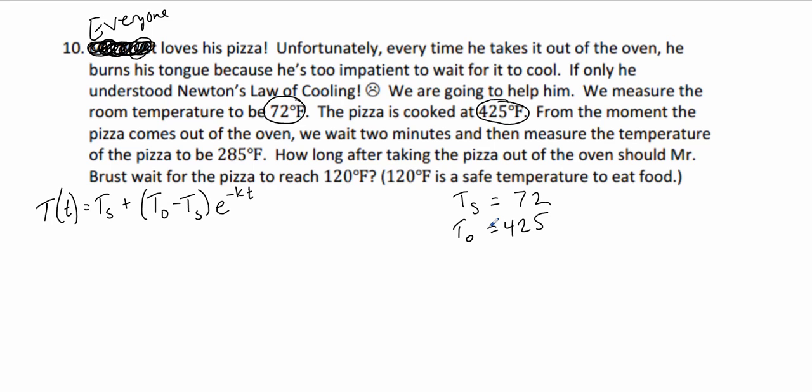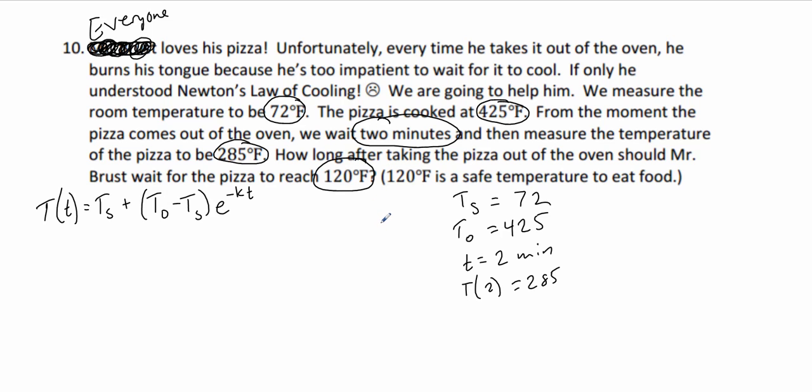Okay, 425 degrees. This 2 minutes here is basically our time. That's how long we had to wait before we took the temperature the first time. And after 2 minutes, the pizza is now 285 degrees. So that's the temperature after a certain amount of time. If I plug 2 into the formula, then I should get 285. That gives us one ordered pair, one solution we can use to figure some other stuff out.